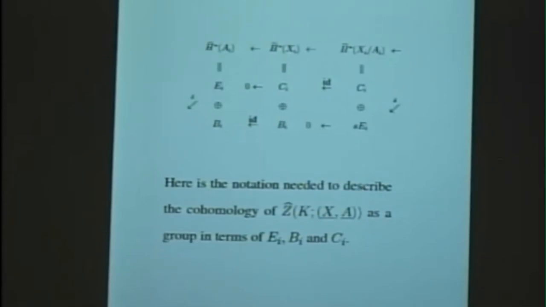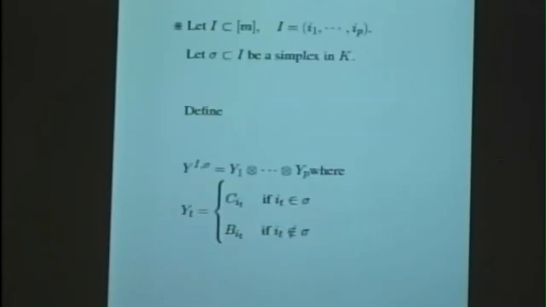So it's important, I'm going to make this comment a number of times: the C's and the B's come from the cohomology of X. That'll be useful to us. That's something I could remember. So we're going to have to use this E, B, and C to describe the E infinity term of the spectral sequence. To do that, I'm afraid I need some more notation.